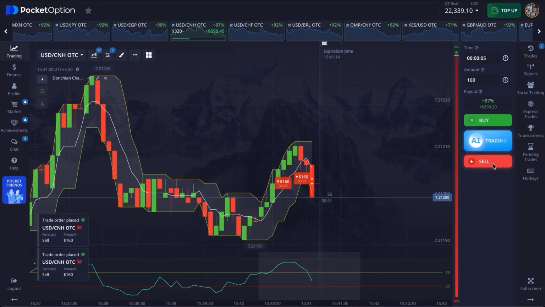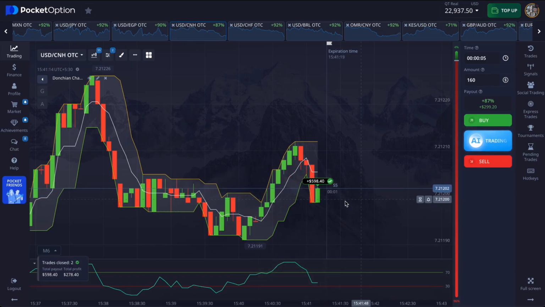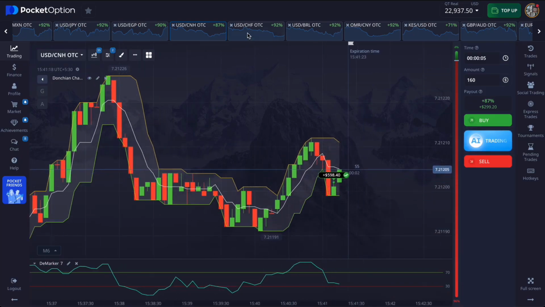So here after the MA line crossed the red line I placed a double entry in the downward direction. And the entry won. It was very good. Now we look for the next chart where we can get the best entry.